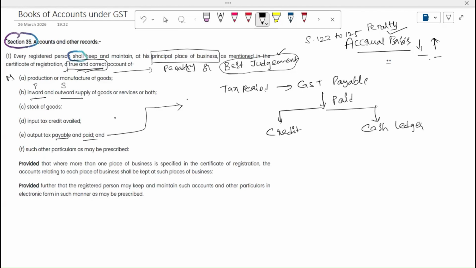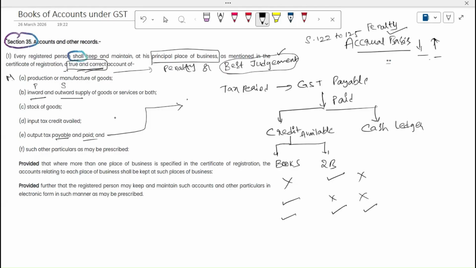Now, when we say credit, I could have it this way: credit available in books, available in 2B. Without accounting in the books, if credit is available in 2B, I cannot enjoy the credit. Accounting is done, but not available in 2B, I cannot claim input tax credit. I have accounted in books, it is also available in 2B, then I can claim the input tax credit.